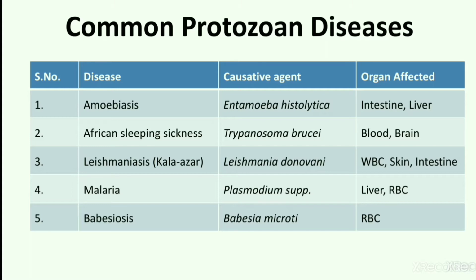Second one, African sleeping sickness, also known as African trypanosomiasis, and the causative microscopic parasite is of the species Trypanosoma brucei. It affects blood and brain. Next one is leishmaniasis, commonly named as Kala-Azar, caused by Leishmania donovani, and it affects white blood cells, skin and intestine. Malaria is a mosquito-borne infectious disease that affects humans and other animals. Causative agent is Plasmodium species, and it infects liver and red blood cells.